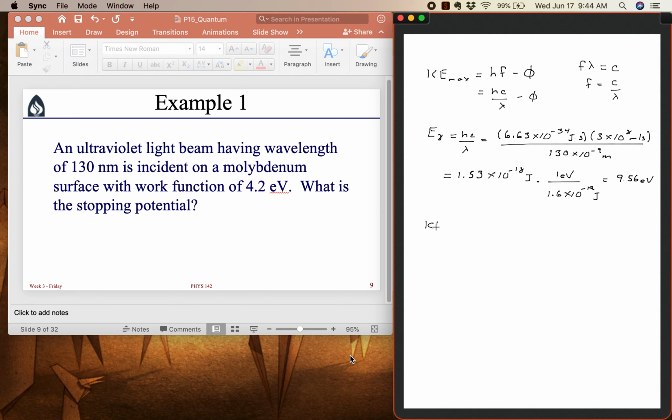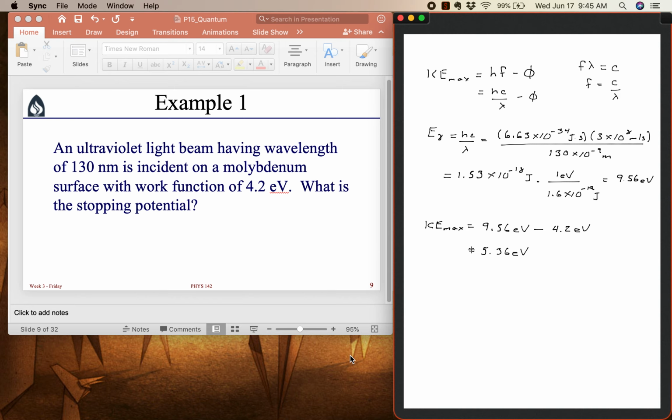Then if we want to calculate the maximum kinetic energy that the electrons get, we take the energy of the photon, which is 9.56 electron volts, and subtract off from that the work function. The work function for molybdenum is 4.2 electron volts. So then we get a maximum kinetic energy of 5.36 electron volts. That is the maximum kinetic energy of the electrons.